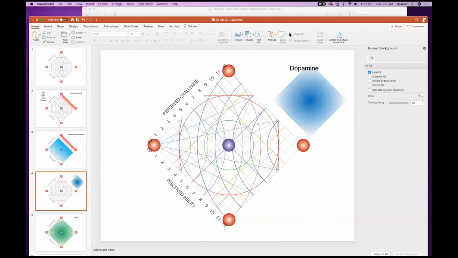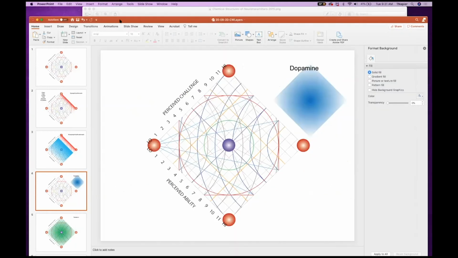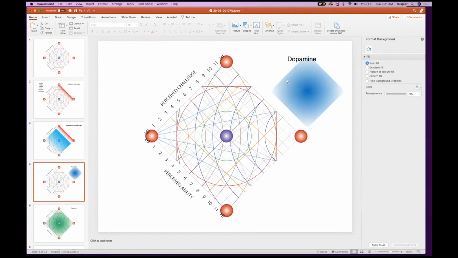So dopamine. Now, dopamine is a pleasure neurotransmitter. Feelings of pleasure. It's also related to addiction, movement, and motivation. People repeat behaviors that lead to dopamine release. So thinking about that, where on the change grid would you say pleasure tends to live, this idea about being motivated, encouraged to do it again?